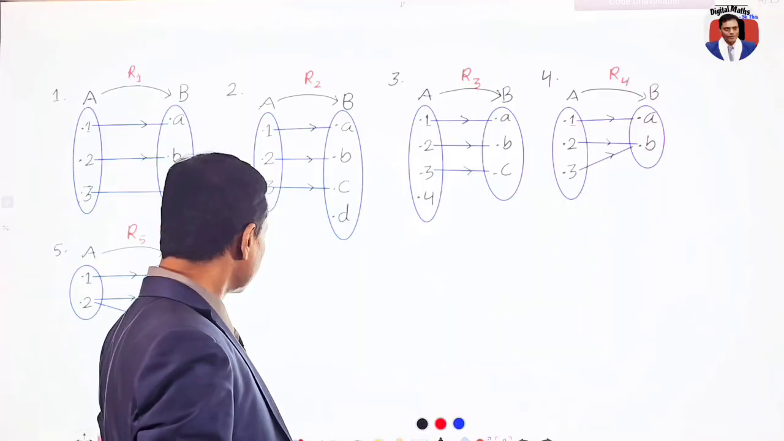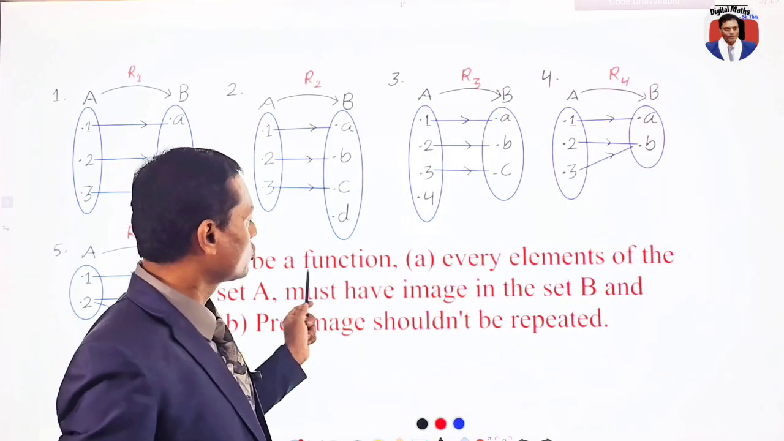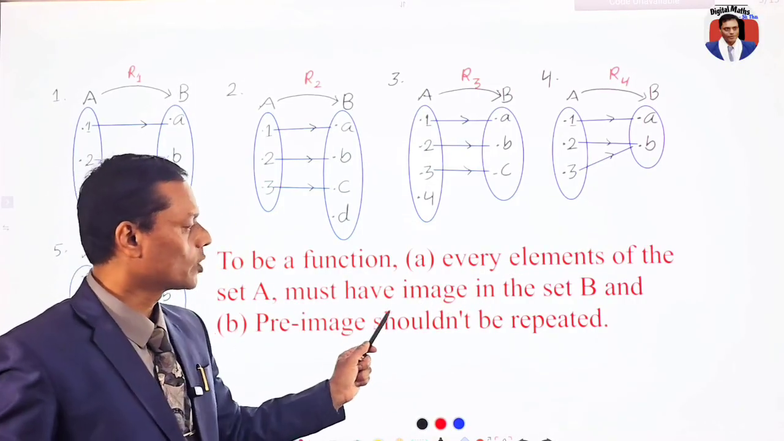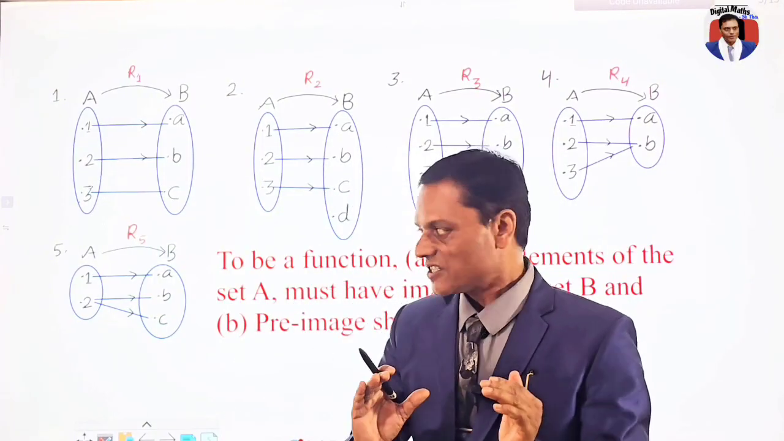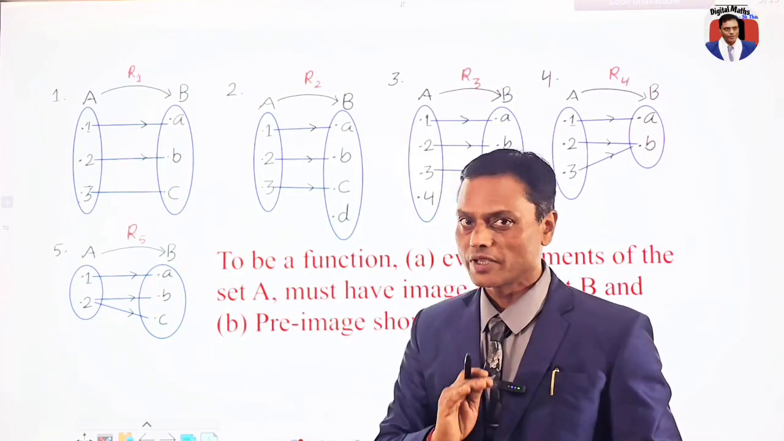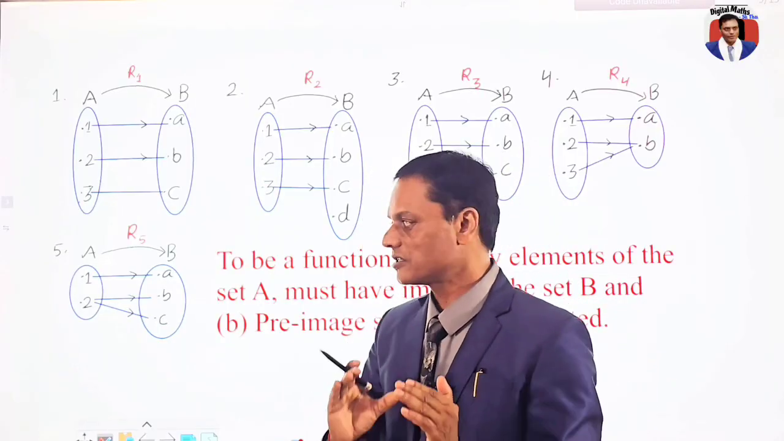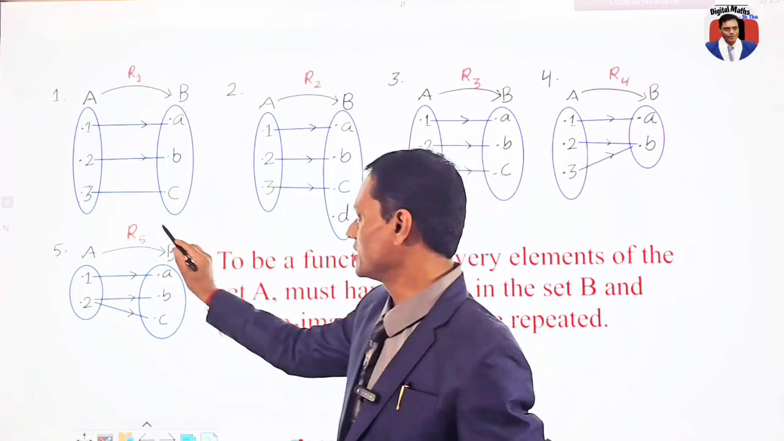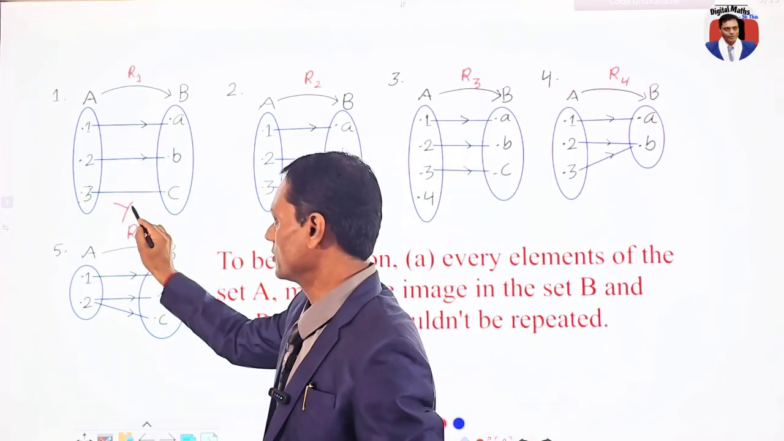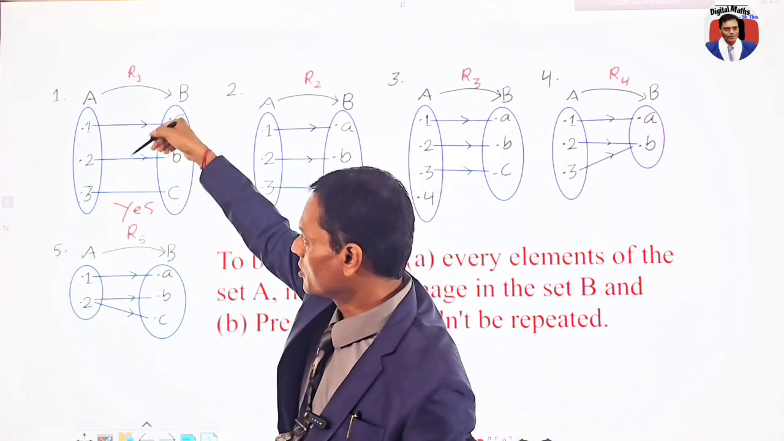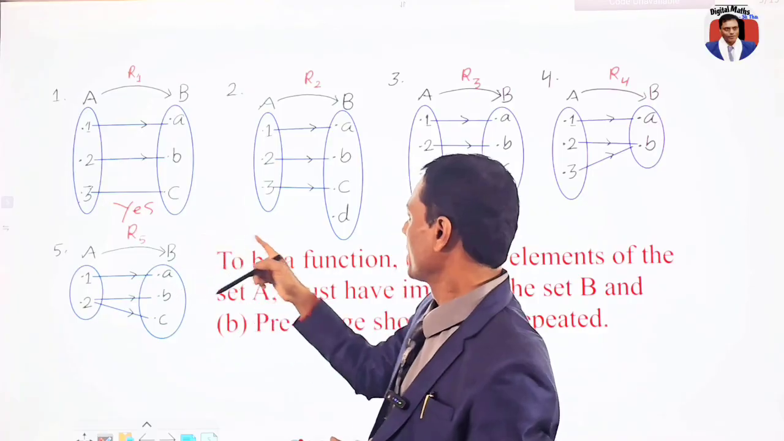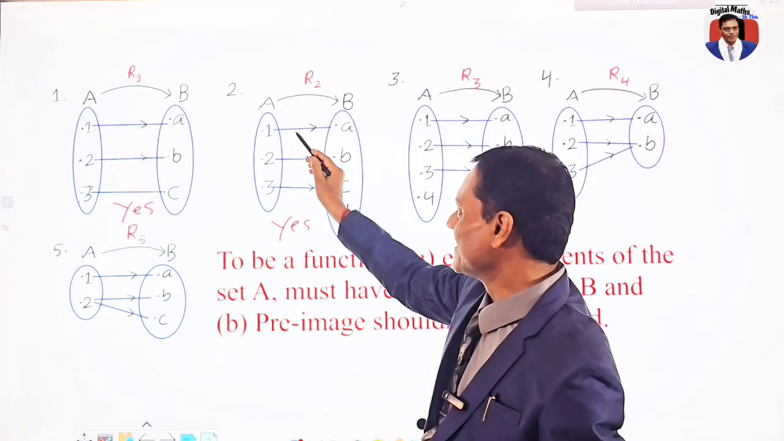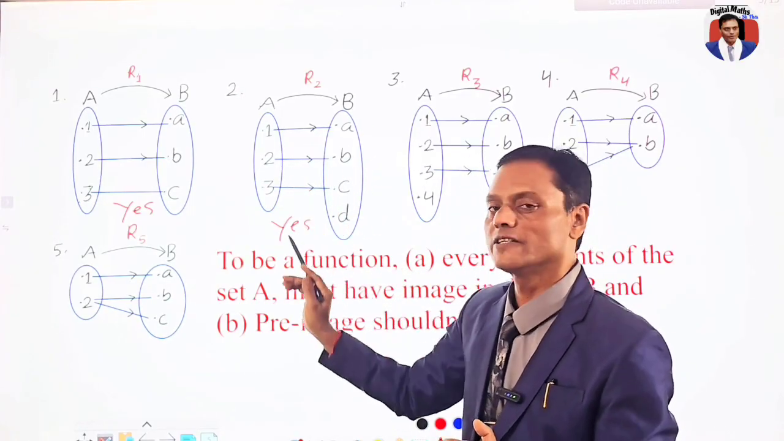I'm going to show you some examples here, right? You can see that. So to be a function, every element of the set A must have image in the set B, and preimage should not be repeated. According to the first statement, every element of the set A must have image in the set B. So according to the first statement, we can say here, yes, it's a function. Have a look here. Yes, it is a function. Why? Because all the elements of the set A have image in the set B. This is also a function. Yes, you can say that. Correct? Because 1 is related to A, 2 is related to B, 3 is related to C.